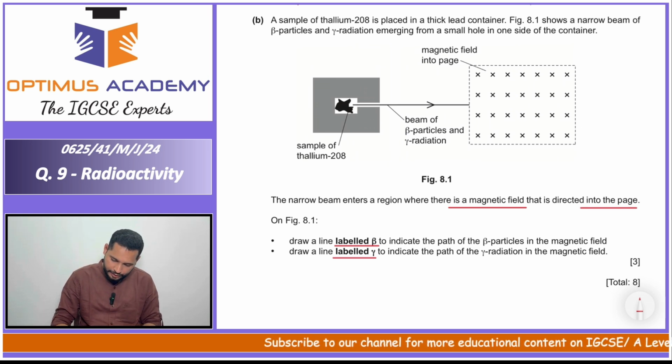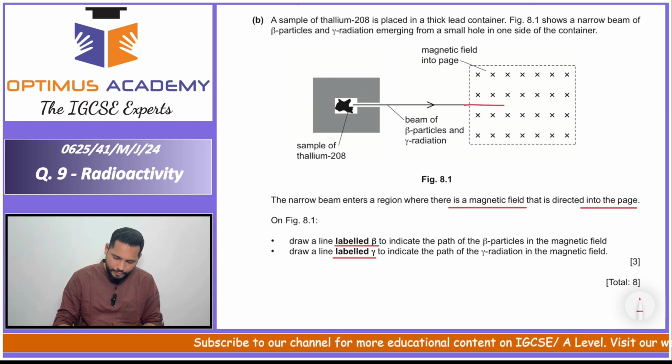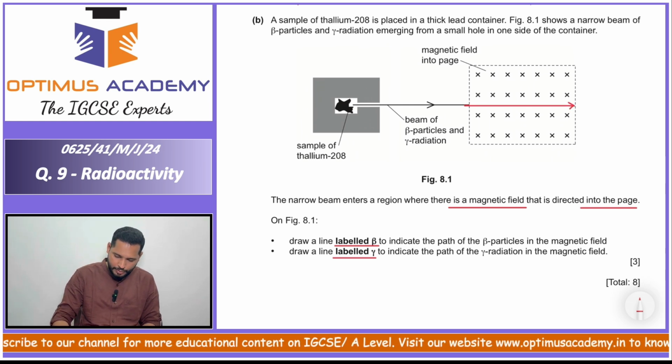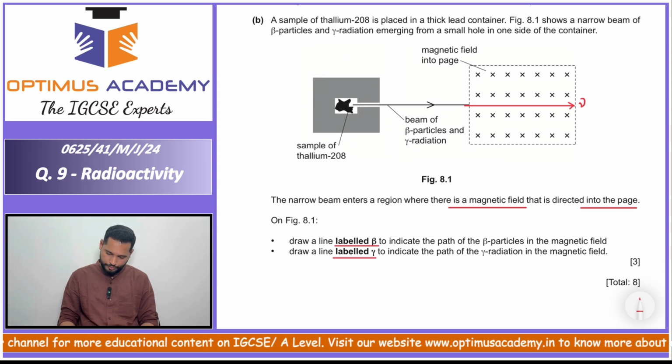So the first thing that we will draw is the line for gamma, and that line for gamma is going to be a straight line without changing its path. We will label this line as gamma radiation.